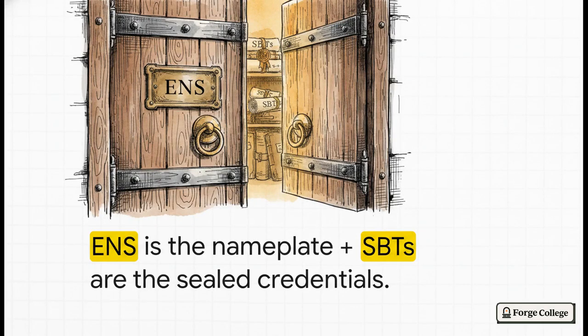So let's bring everything full circle. This simple equation perfectly summarizes the architecture of decentralized identity. ENS, which you've already mastered, is the stable identifier. It's the nameplate on the front door. SBTs are the durable claims, the sealed credentials inside. Together, they provide the rich, verifiable authentication required for the next generation of Web3 applications.